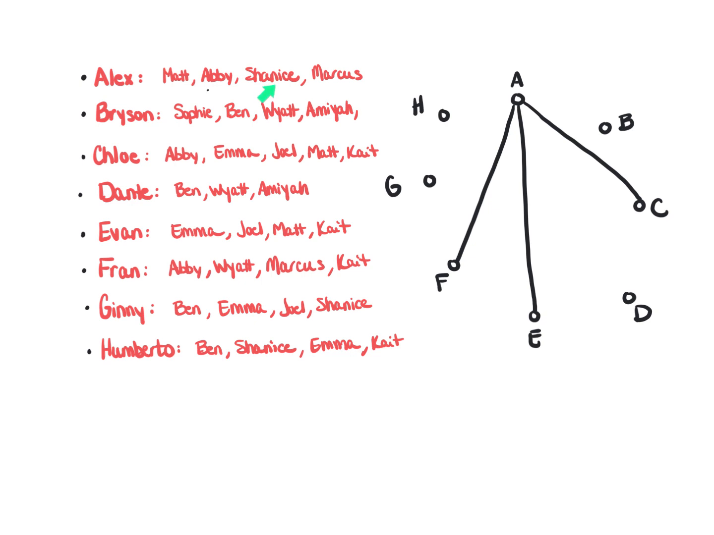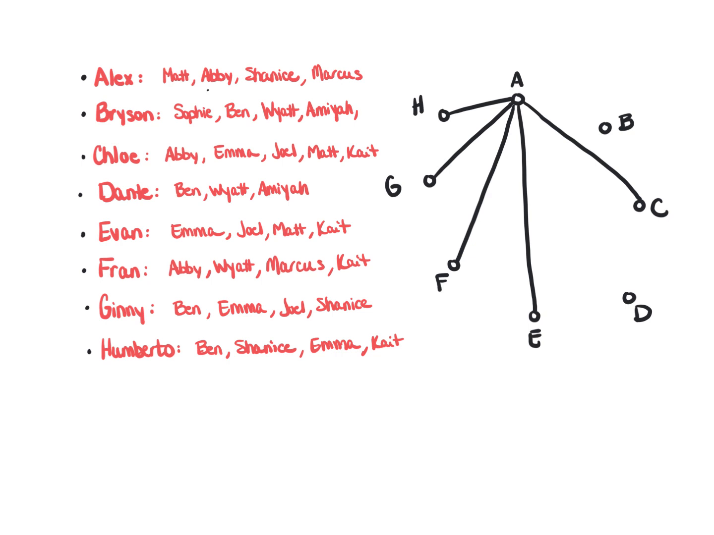Moving on to our next guest, Shanice. Notice that Shanice is also being invited to Ginny and Umberto's party, as well as Alex. So we're going to connect Alex to Ginny and Umberto. And then last but not least, we've got Marcus. And Marcus is being invited not only to Alex's party, but to Fran's. Notice we already have an edge from Alex to Fran, A to F. And that would be it. So there are all of the people that Alex has someone on his guest list in common with.